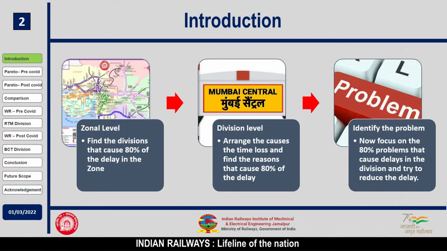So if we move forward, we have done analysis on three levels. Zonal level: in this we have to find out the divisions that cause 80% of the delay in the zone. At the division level, arrange the causes, the time loss, and find the reasons that cause 80% of the delay. And finally, the last step, identify the problem. Now focus on the 80% of the problems that cause delay in the division and try to reduce the delay. By doing so, we would be able to run our trains on time.